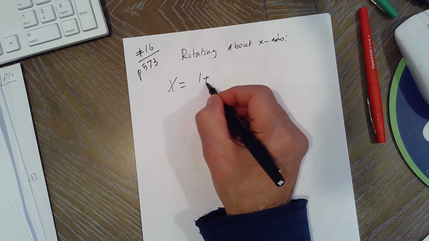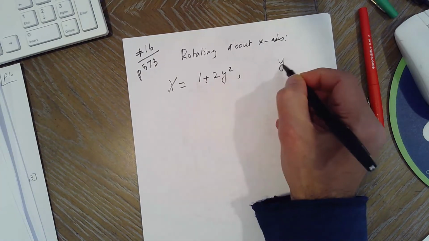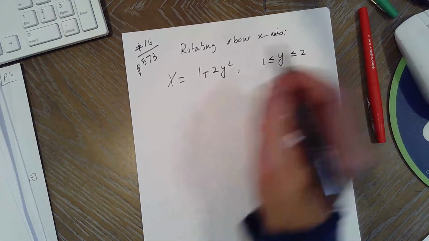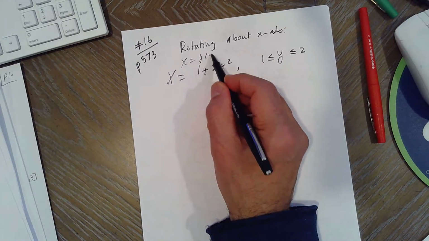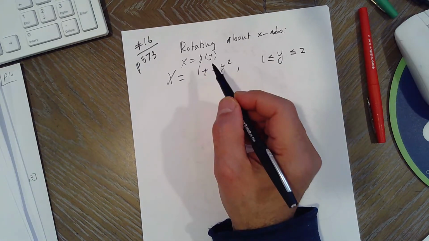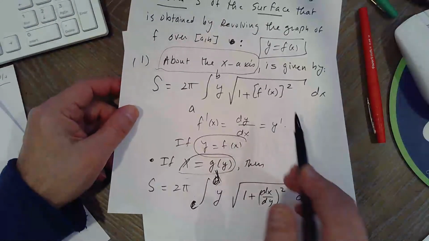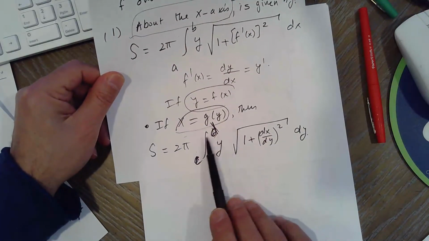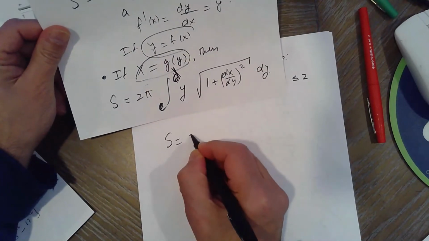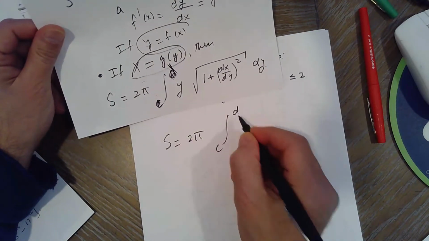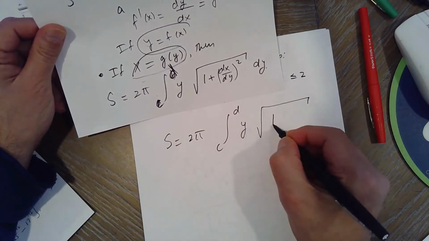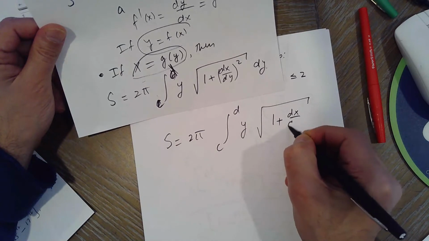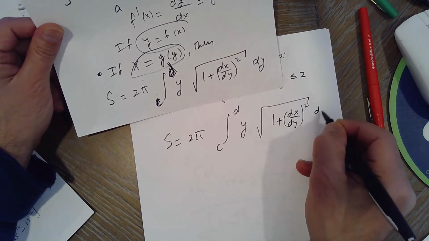x equals 1 plus 2y squared, y is between 1 and 2. So it's x equals g of y, rotating about the x-axis. That's the formula. S equals 2 pi integral from c to d of y times square root of 1 plus dx by dy squared dy.